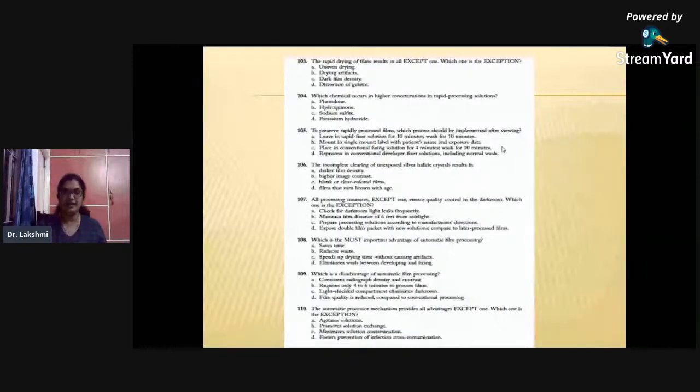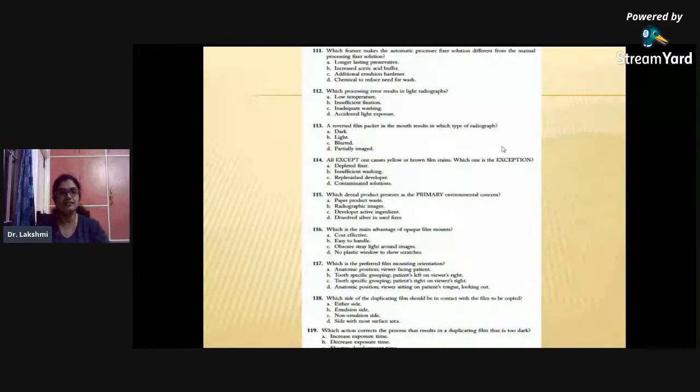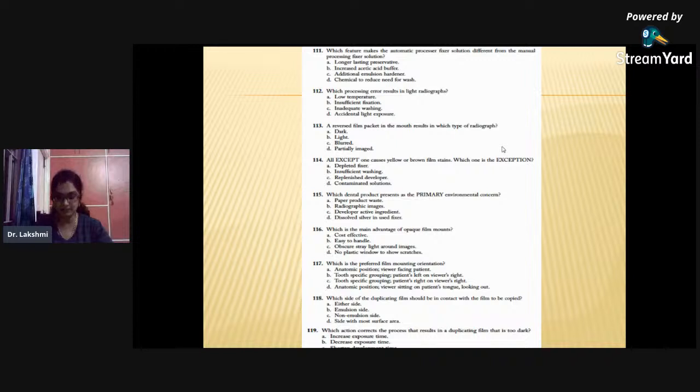Coming to 111th question, which feature makes the automatic processor fixer solution different from the manual processing fixer solution? Answer will be C. Additional emulsion hardener is added to this fixer, which is in an automated processor. Okay. 112th question, which processing error results in light radiographs? That is A. Low temperature. Okay. Then 113, a reversed film packet in the mouth results in which type of radiograph? They will be B.